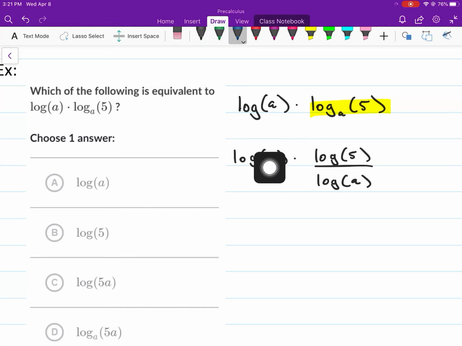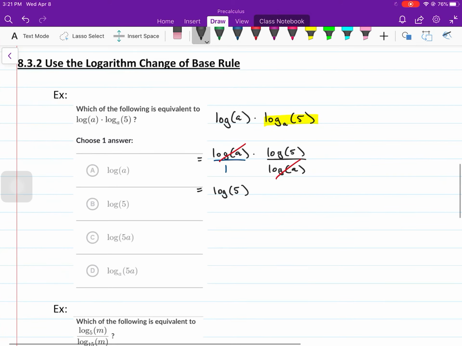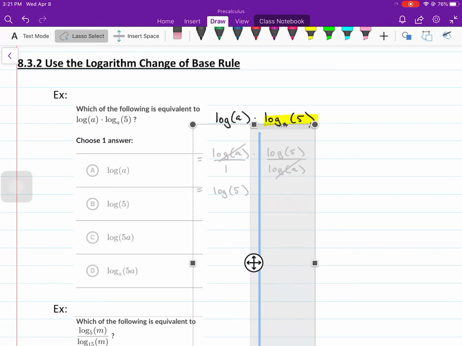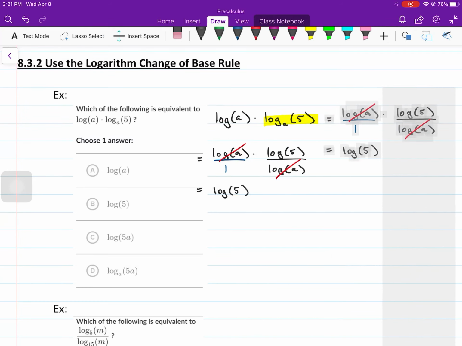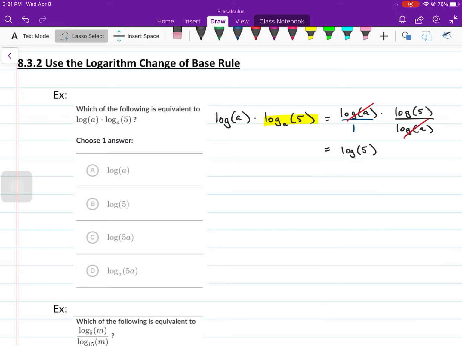And then notice this is multiplying fractions. This would be like log of a over 1 times log of 5 over log of a. And basically these log of a, since we're multiplying, are going to go ahead and cancel out since one's on the top and one's on the bottom. What does that leave us? That's just going to leave us with log of 5. And so our answer would just be log of 5 right there.